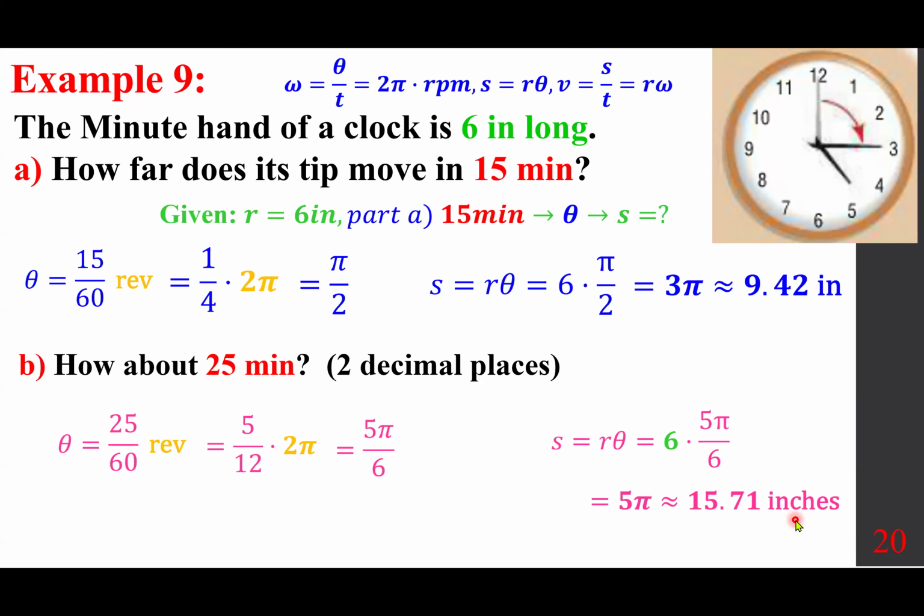So a quick recap. We need the radius. That means the length of the minute hand. And how far does it move over the course of so many minutes? We have to change this to theta. 15 minutes is 1/4 of a revolution. 25 minutes is 25 over 60 times a revolution, or 2 pi radians. So that's how we figure it out.